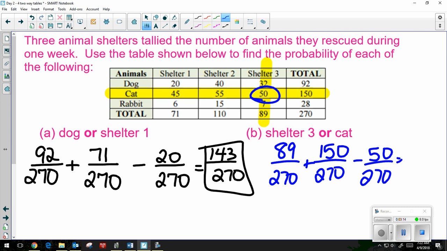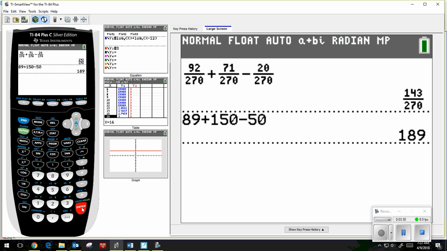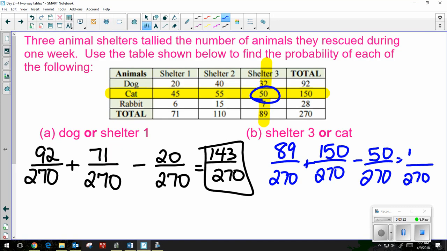So once again, I'll do this the short way in my calculator because my denominators are all the same. I'm going to do 89 plus 150 minus 50, looking at the numerators only. And I get 189. So the probability that the animal was in shelter 3 or a cat is 189 out of 270. So that's how you use a two-way table to do OR probabilities. You always have to subtract the overlap in OR.